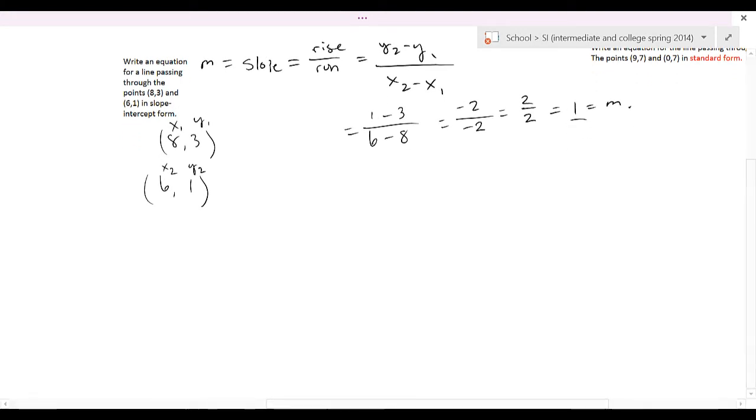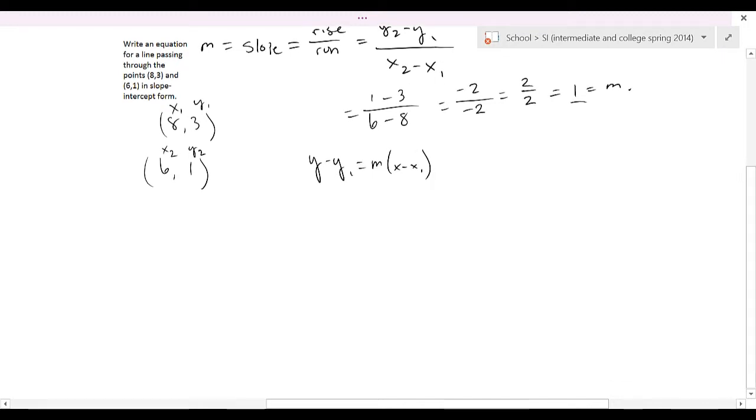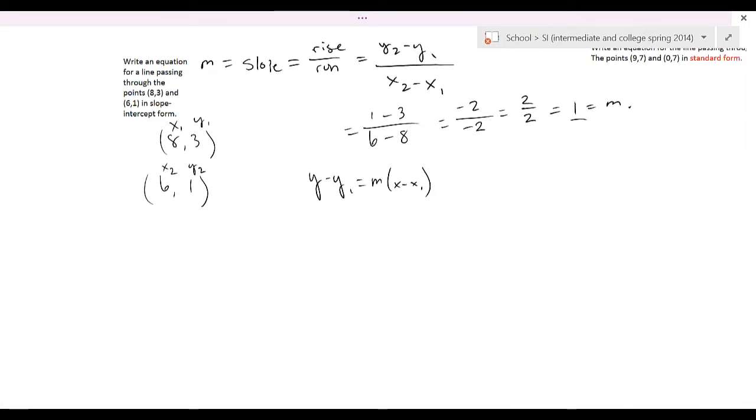So let's go ahead and write down point-slope form. Y minus y1 equals m times x minus x1. And we are going to go ahead and plug in for y1, x1, and m. Y and x don't get plugged in for. That's important to remember. It's an important distinction.